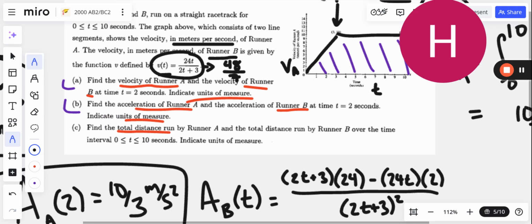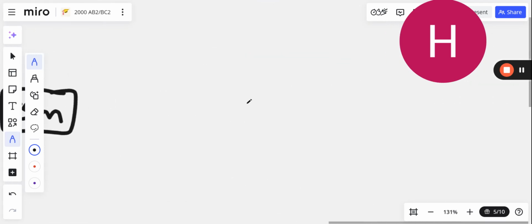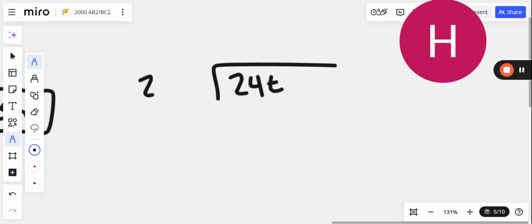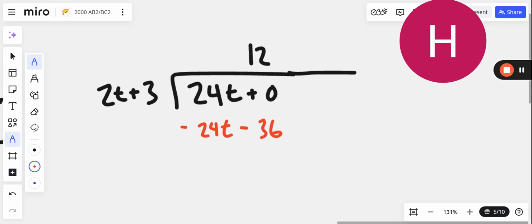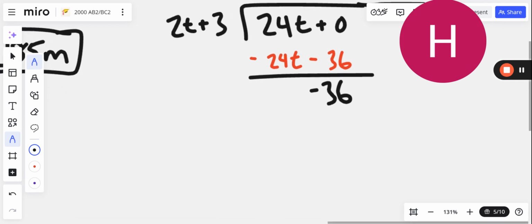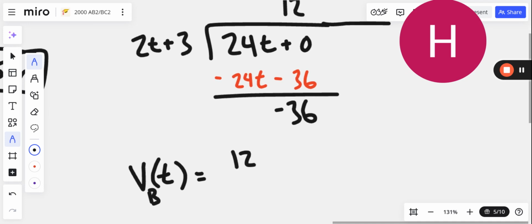Not going to be the easiest thing there. So what I'm going to do, because I'm doing this by hand, you could just plug it into a calculator, I'm sure, but maybe they do want you to divide this. So if we divide 24t by 2t plus 3, that's going to give us 12, which leaves us with 24t plus 36. We subtract those. Negative 36. And so that's our remainder. So our function v for runner B really is the same thing as 12 minus 36 over 2t plus 3.